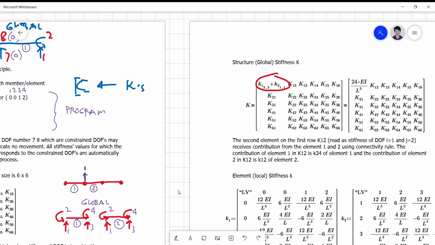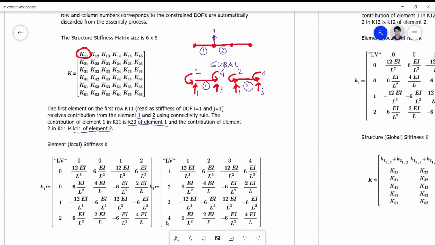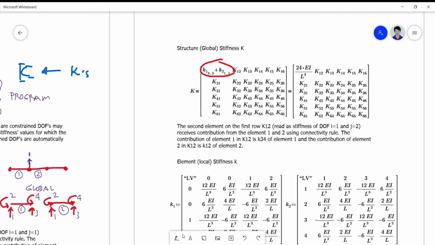A 12 EI, if you will look here. Okay, 3, 3, 1, 1. So this is the one. K33 of element 1, and K11 of element 2. You add 12 plus 12, so you get 24 EI over L cubed. Okay, so that's just the first.